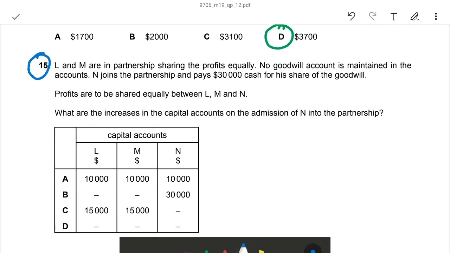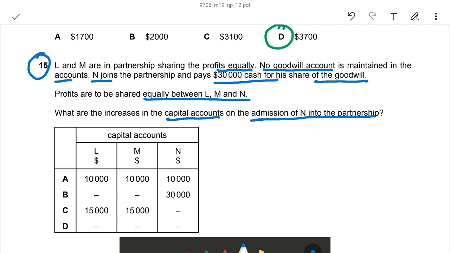Next. L and M are in partnership, sharing the profits equally. No goodwill account is maintained in the accounts. N joins the partnership and pays 30,000 cash for his share of goodwill. Profits are to be shared equally between L, M and N. Their old ratio was also equal. Now their new ratio is also equal, the three partners sharing profits and losses equally. What is the increase in the capital accounts on the admission of N into partnership?